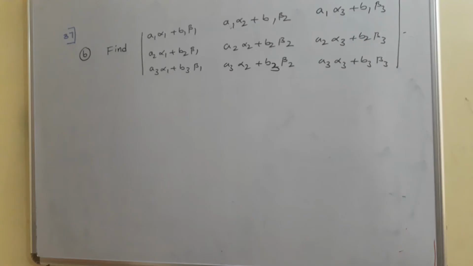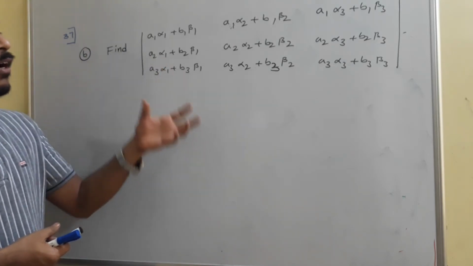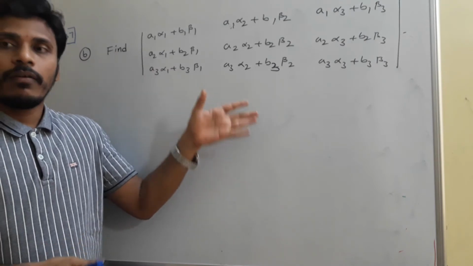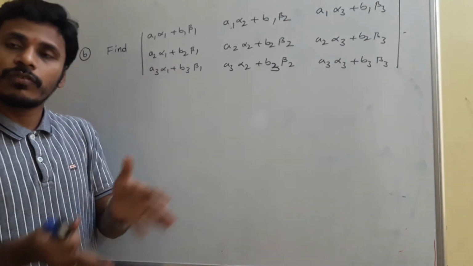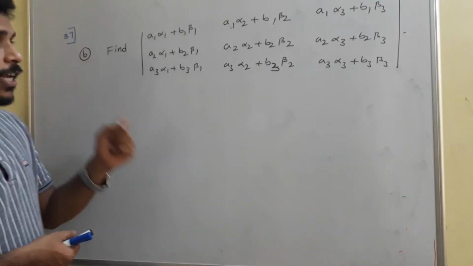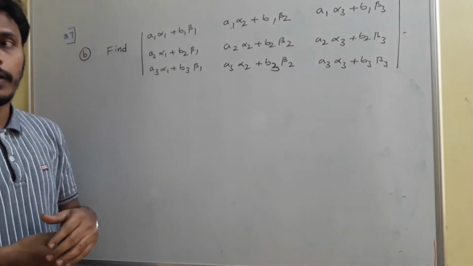So just look at the board. We need to find the determinant of this: A1 alpha 1 plus B1 beta 1, A2 alpha 1 plus B2 beta 1. So we need to simplify. Finding the determinant for these types of 3 by 3 matrices is much more complicated with the regular process as well as with the properties of determinants. But here I am trying to express this determinant as a product of two other determinants.